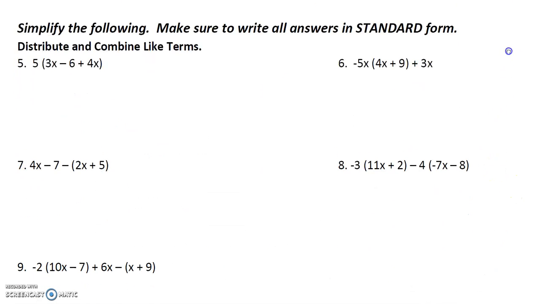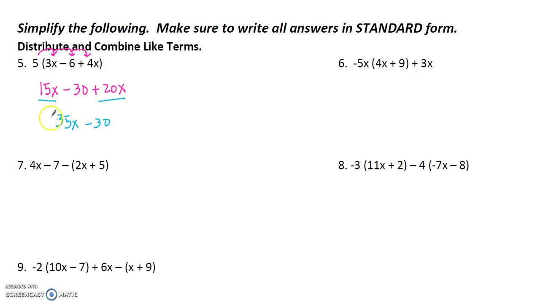I'm going to go to number 5 first. And number 5, it just says distribute and then combine like terms. Okay, so I have a monomial on the outside, and I'm going to distribute to the trinomial on the inside. So I have 5 times 3x, which will give me 15x. 5 times a negative 6, which will be negative 30. And then 5 times a positive 4x, which will be 20x. Okay, as far as like terms go, I have a 15x and a positive 20x, which will give me 35x.